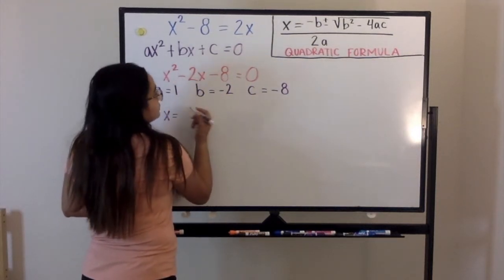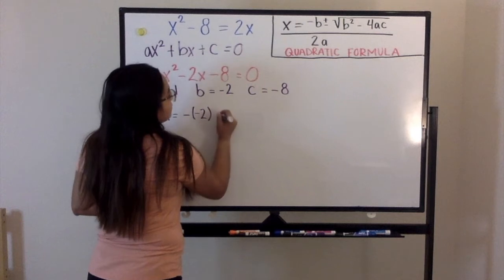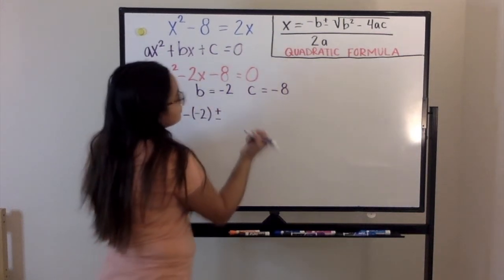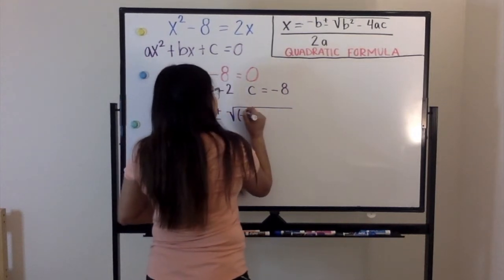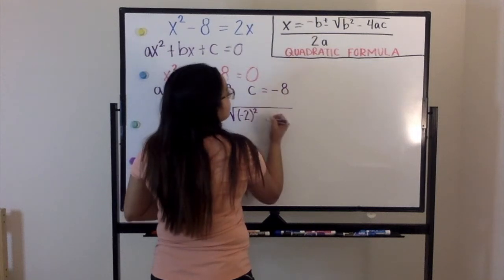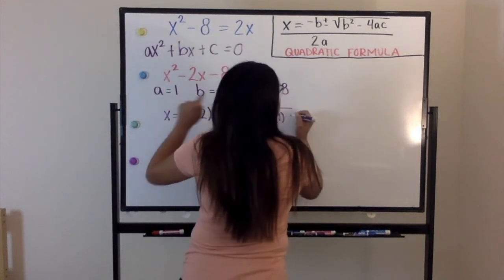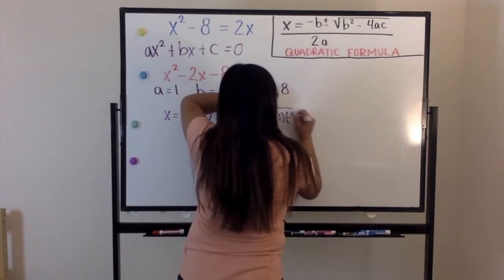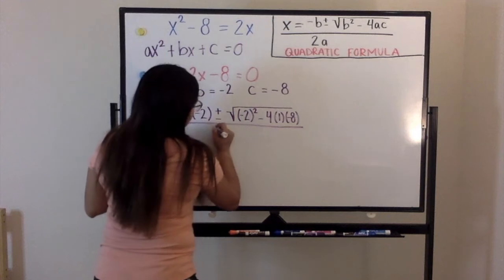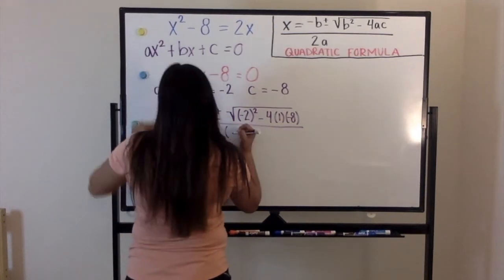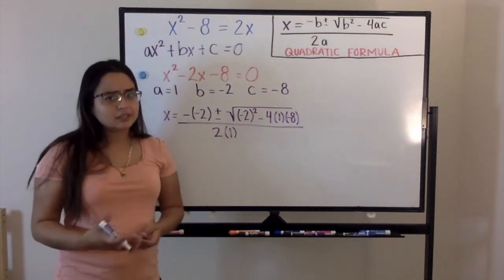Now, again, let's go ahead and plug it into our quadratic formula. X is equal to negative b plus or minus the square root of b squared minus 4 times a times c, all divided by 2 times a. Okay? Now let's go ahead and work this out.